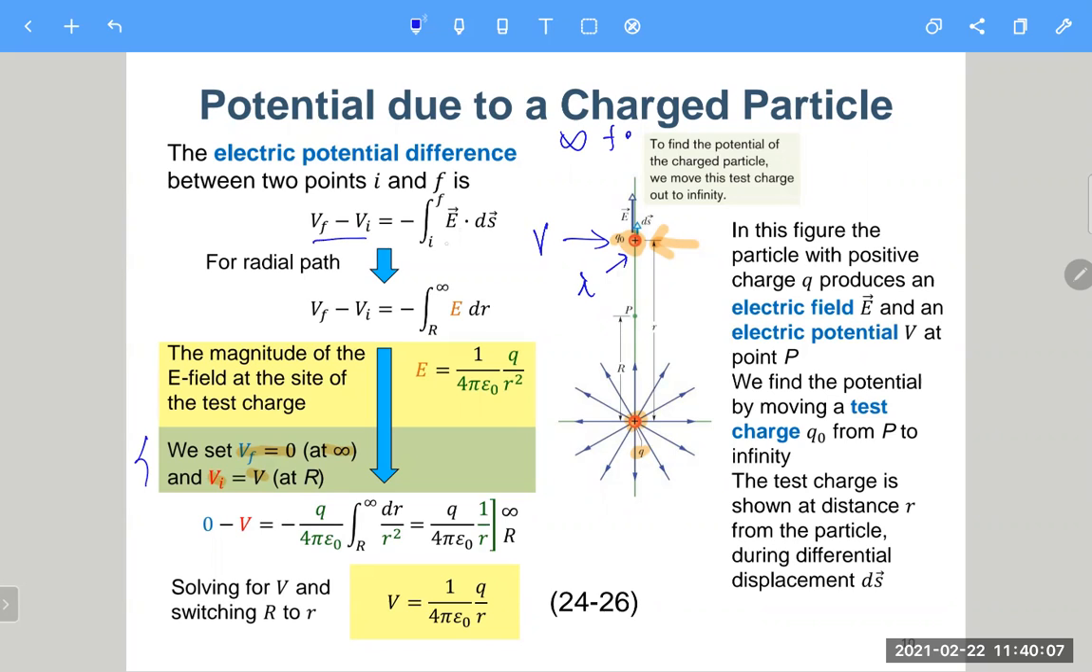So we have Vf minus Vi equals, this one is the definition. And we know that E is pointing upward, ds also pointing upward. So E dot ds is nothing but E dr. It's just changing the variable name, but it doesn't really matter. You can imagine this is the original point, and the r axis is pointing upward. So this is r.